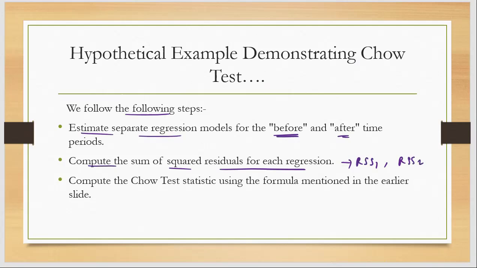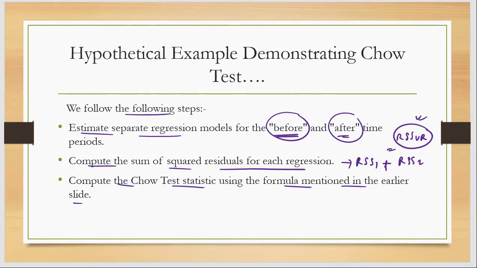We will take the sum to find out the RSS of the unrestricted model. If you have two different equations, which means that we have the unrestricted model, then RSS1 plus RSS2 will give you the RSS of the unrestricted model. Compute the Chow test statistic using the formula mentioned in the earlier slide. So firstly, we have a complete regression equation. We will perform OLS to get the original structural equation. And then you will have these before and after two different regressions to compute the RSS of the unrestricted model. And then we will apply the formula that we have discussed.